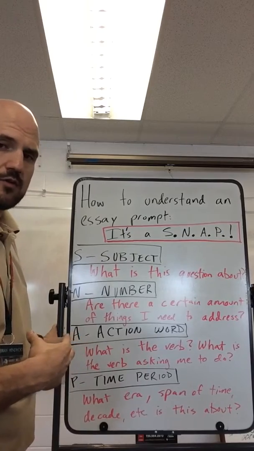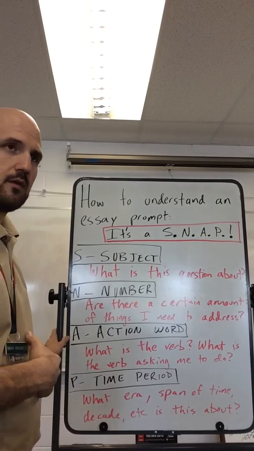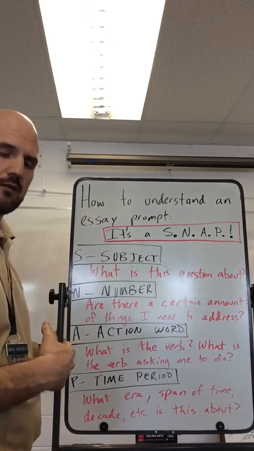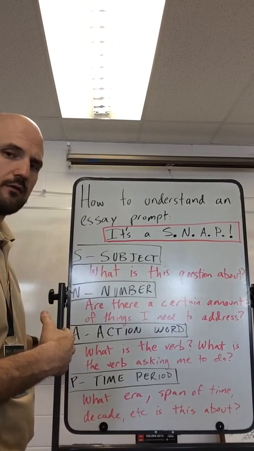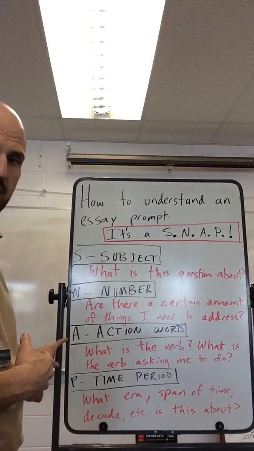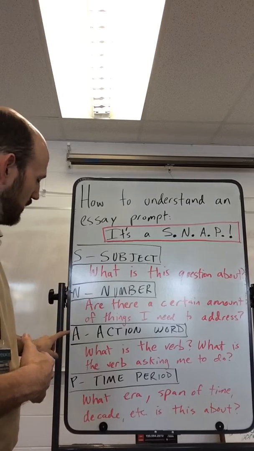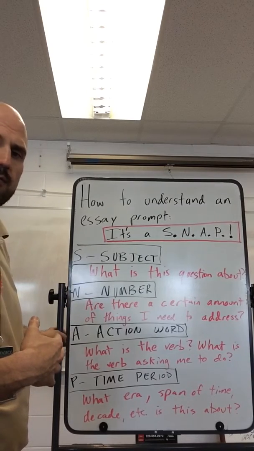The A stands for action word. This is always going to be a verb. This is the very first thing that I'd like to get you to look at when you look at an essay question, so I want you to actually start with the A, not the S. You need to find and identify the verb.